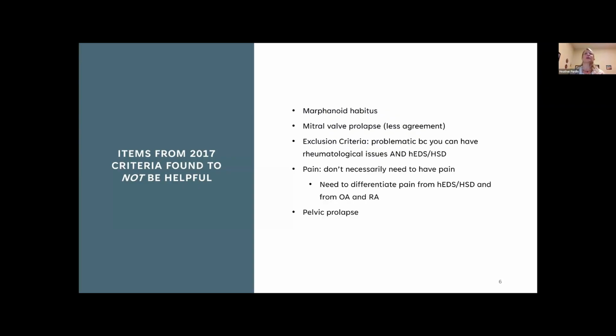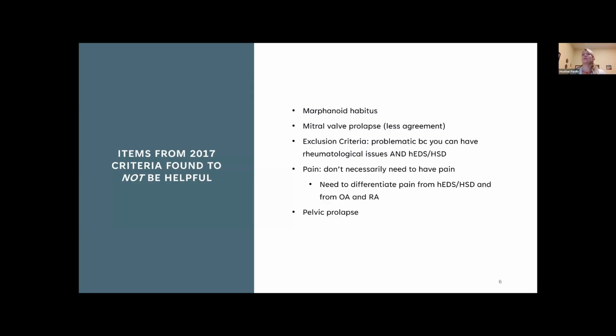And then they talked about, from some of the items that are on the 2017 criteria, what's not helpful? And the expert consensus said, hey, marfanoid habitus, or these long arms, long fingers, it doesn't seem to be super relevant. We have plenty of people that don't fit that body shape that are having significant issues. And then mitral valve prolapse, there was less agreement with than they had expected as well.